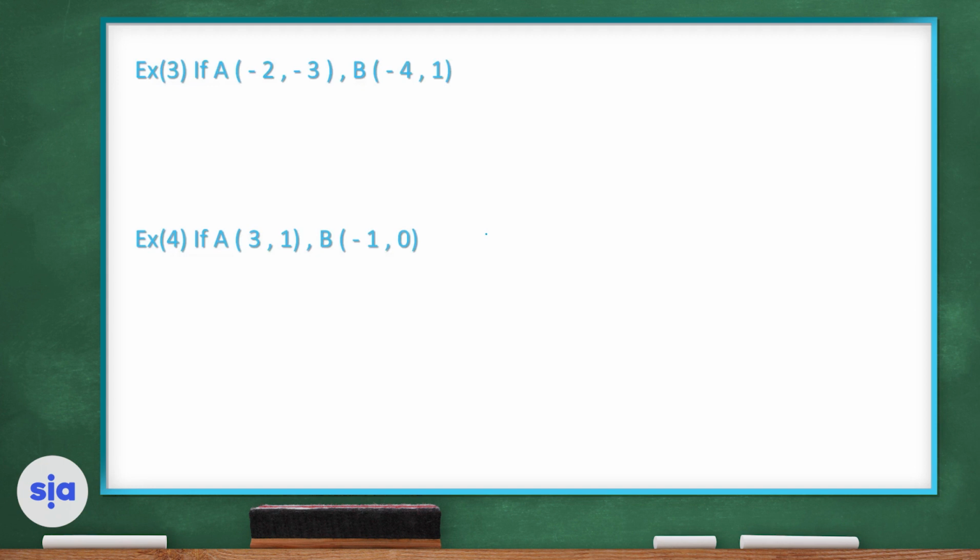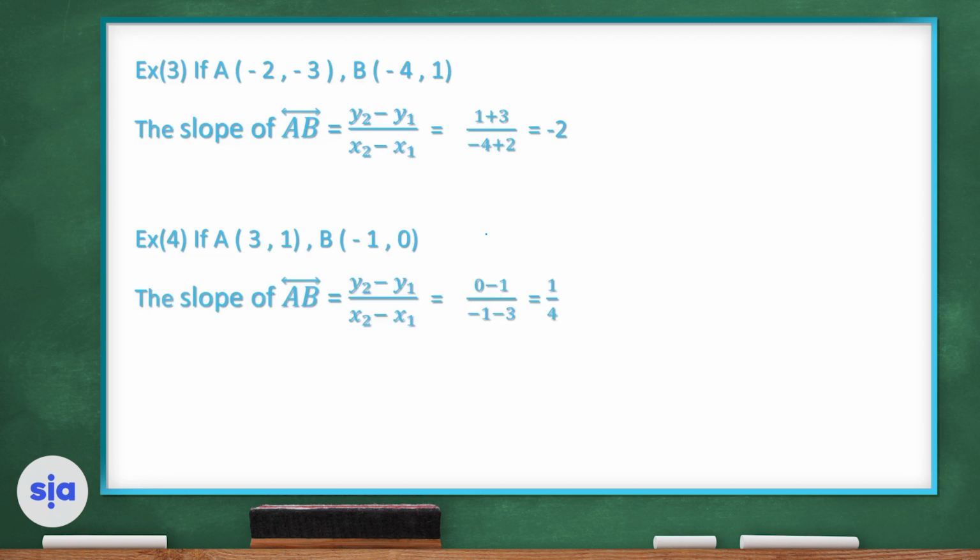Example 3, if A (-2, -3) and B (-4, 1), then the slope is y2 minus y1 over x2 minus x1, so the slope is negative 2, where in example 4, the slope is y2 minus y1 over x2 minus x1, then it is 1 over 4.